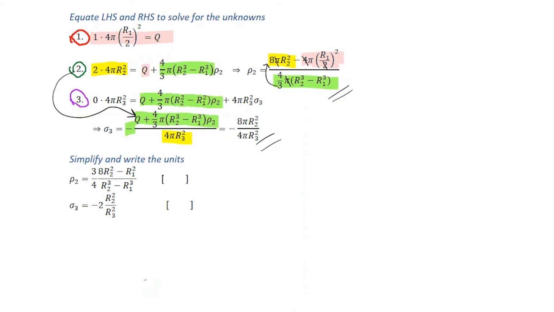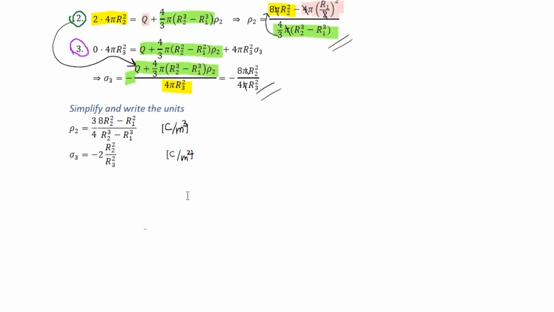The units for rho 2, remember, it was the charge density, and it's measured in coulombs per unit volume. For sigma 3, pi cancels. We have 8 over 4, and then we have r2 squared and r3 squared. So then we get negative 2 r2 squared over r3 squared. The units for sigma 3, which is surface charge density, is coulombs per unit surface area. Okay, that's it for this problem.